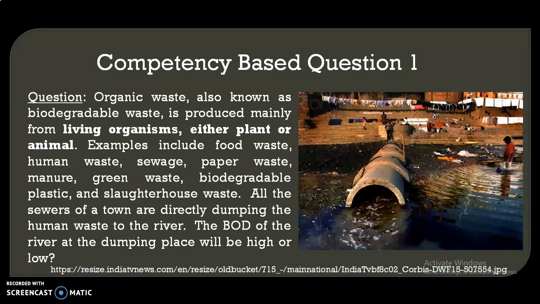This is the situation given to you: there is a given town, let us say XYZ, and all the sewers of this town are directly dumping the human waste into the river, as we can see here in the picture. The BOD of the river water at the dumping place will be high or low. What you have to determine is that all the sewers of a given town are dumping the human waste untreated directly into the river. So you have to write whether the BOD of the river water will be high or low, and what will be the water quality at that place. At that place means near the outlet of the sewer.